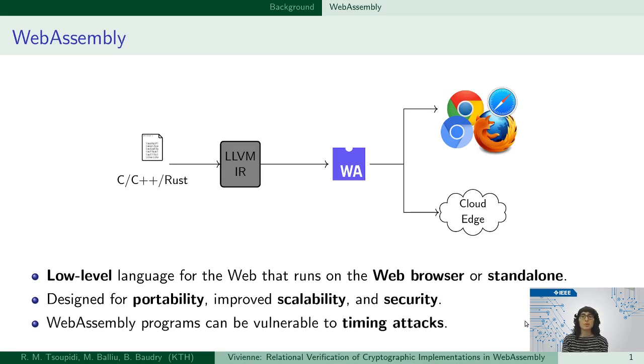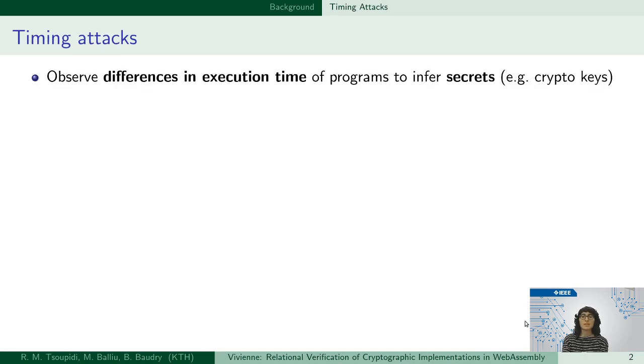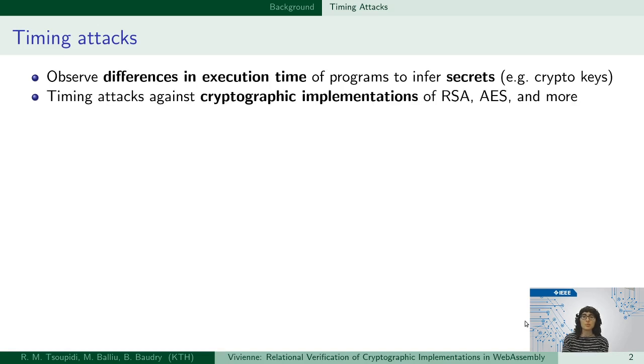As a result, WebAssembly is used in security-critical applications, including cryptographic algorithms that are vulnerable to timing attacks. Timing attacks are side-channel attacks where the attacker observes differences in the execution time of a program to infer secrets such as cryptographic keys. Timing attacks have been used to infer cryptographic keys in RSA and AES implementations, among others.